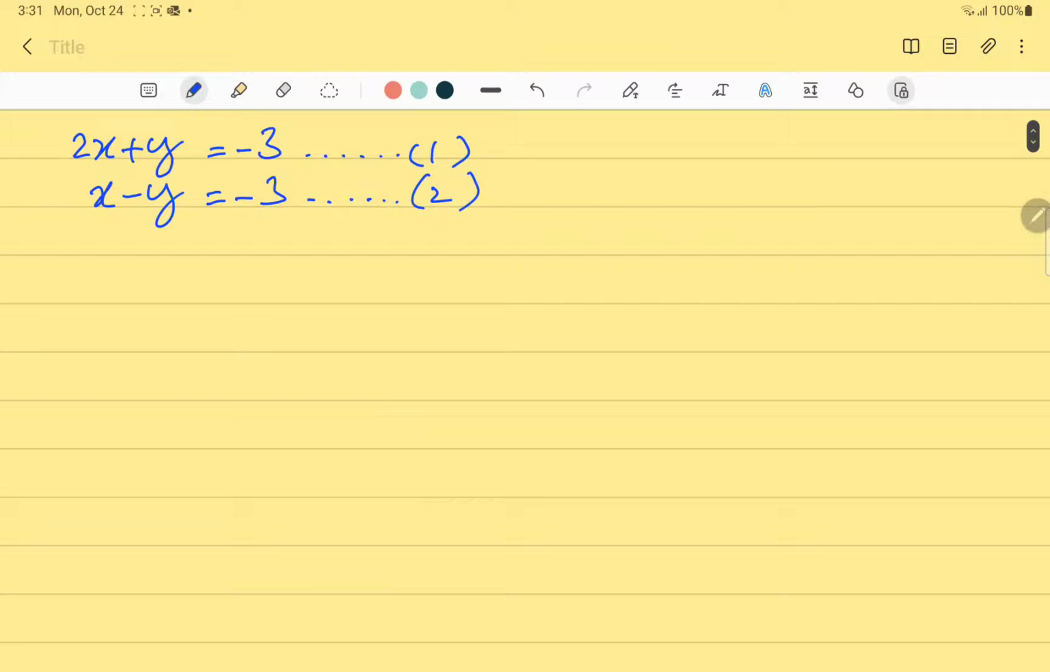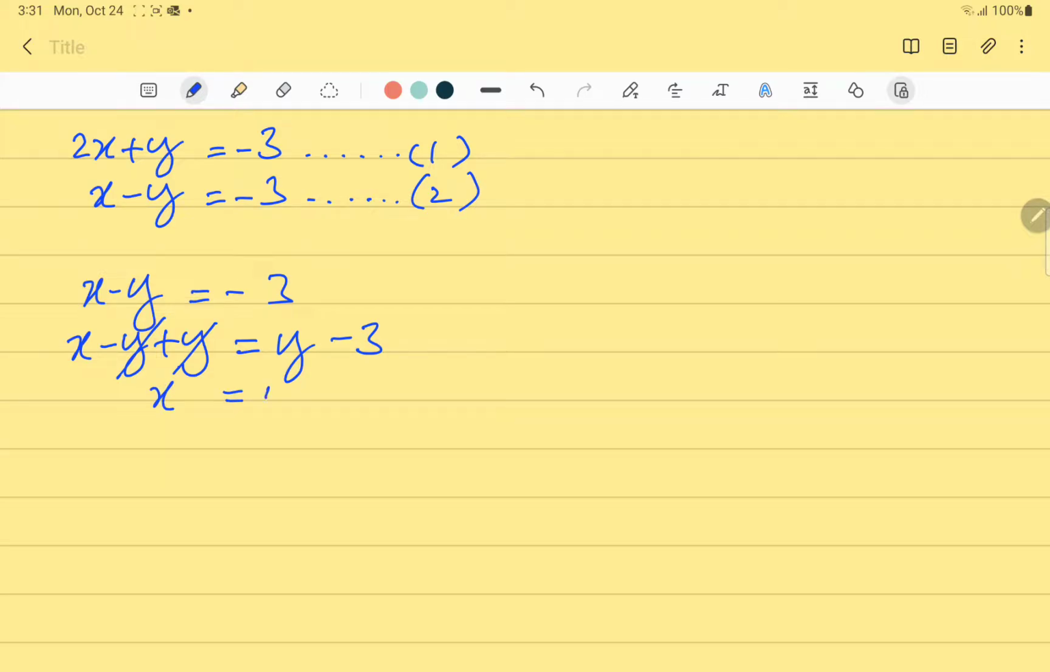To start with, we add y on both sides of equation number 2. Our equation number 2 is x - y = -3. When we add y on both sides, we get x - y + y = y - 3. Plus y cancels with negative y. So x = y - 3.